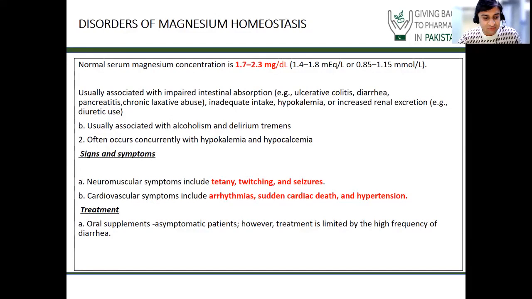So what are the signs and symptoms? Neuromuscular symptoms may include tetany, twitching, and seizure. Cardiovascular symptoms are arrhythmia, sudden cardiac death, and hypertension.